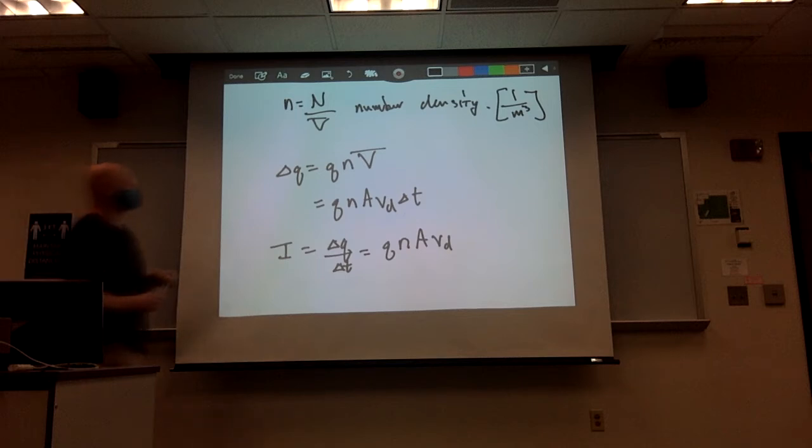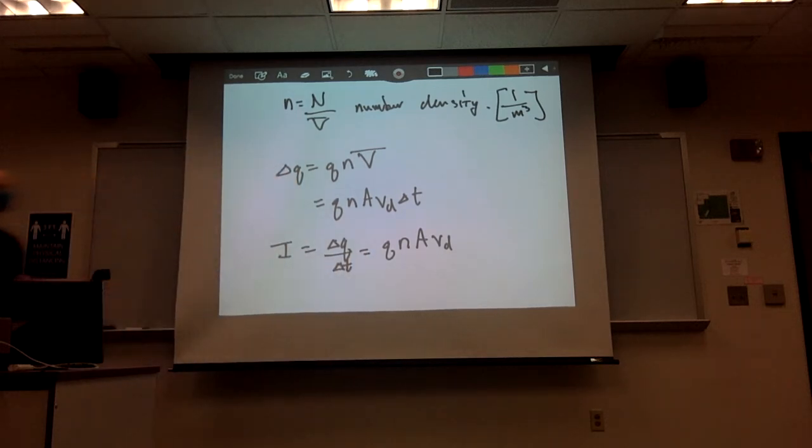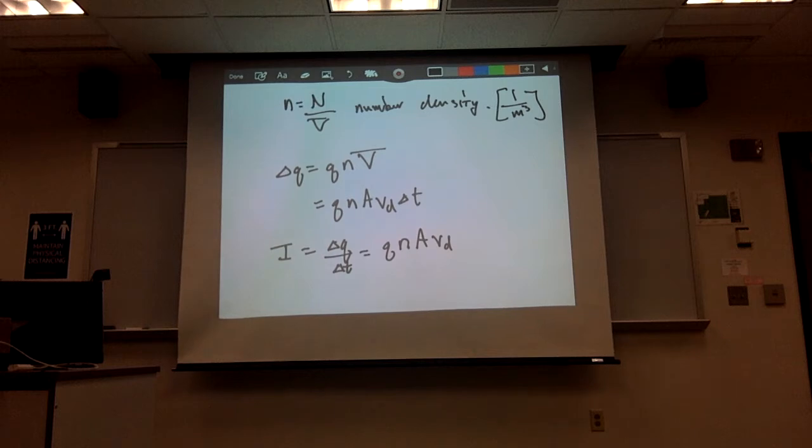So the current inside the wire is the charge times the number density times the area times the drift velocity, which means that the magnitude of the current density is equal to the current per unit area, which is equal to the charge of the charge carrier times the number density times the drift velocity.